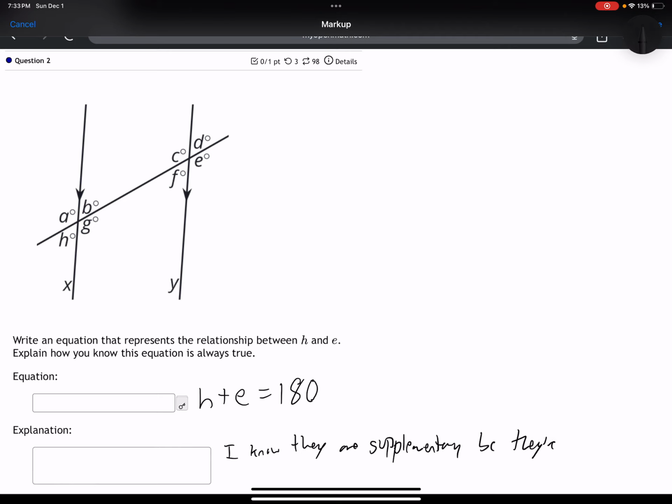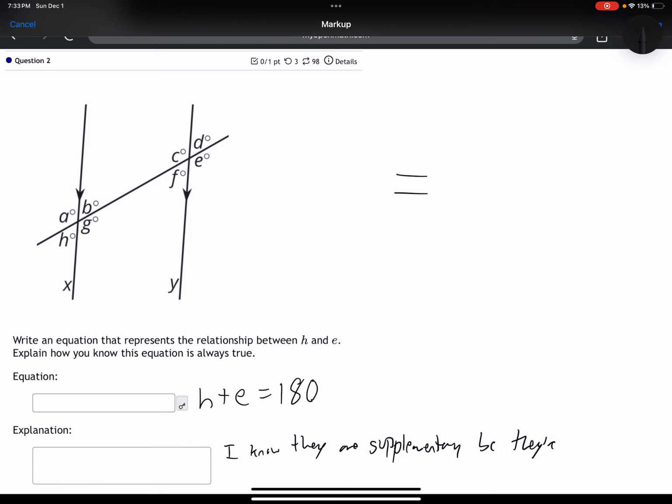Write an equation that represents the relationship between h and e. Explain how you know the equation is always true. First off, what's an equation? I bet a bunch of you are going to be like, oh, I don't know, is an equation an answer? No, no. An equation is something with an equals sign. That is where the word equation comes from.